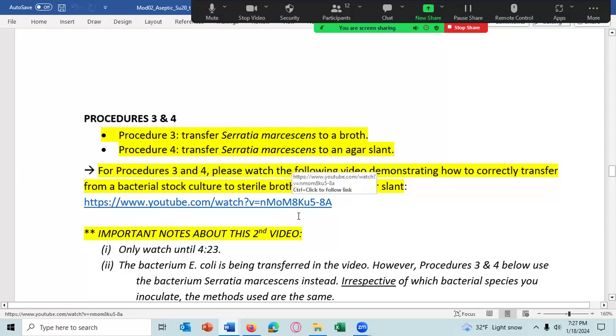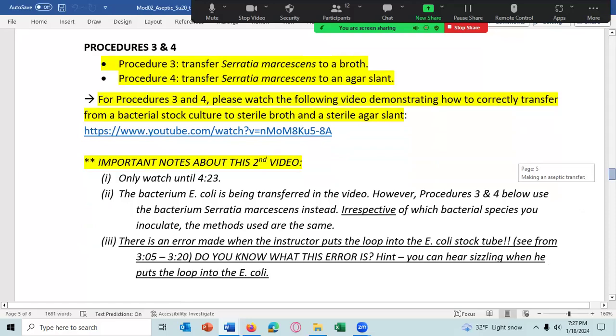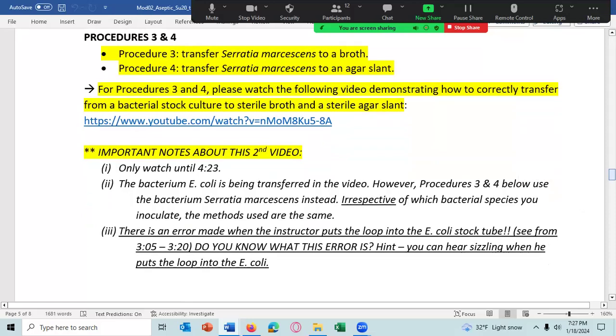All right, when you're watching this video, you only need to watch until 4 minutes and 23 seconds of the video. After that point, you can stop the video if you wish. You should note that in the video, they're using the bacteria E. coli, which is an unpigmented bacterium. We are transferring Serratia marcescens, which is pigmented. The procedures do not matter whether the bacteria is pigmented or not.